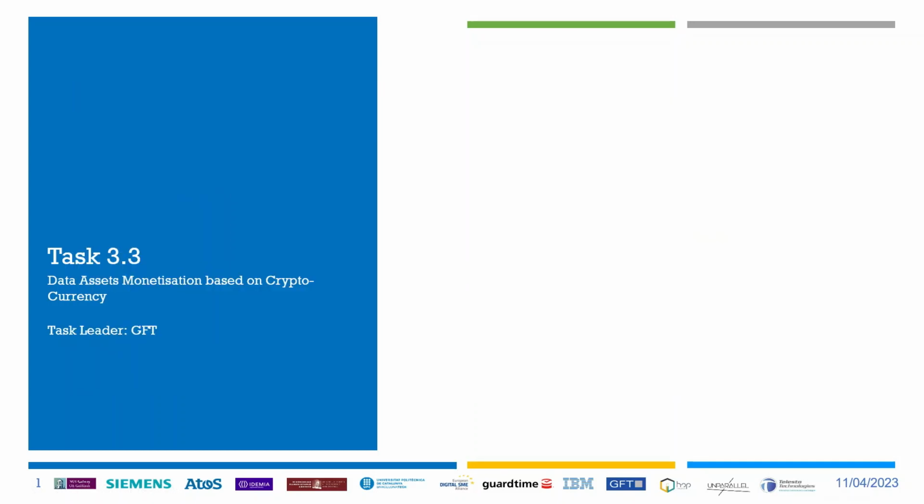Hello everyone. This is the presentation of the task 3.3 Data Asset Monetization based on cryptocurrency. To overcome the boundaries of individual marketplaces and build a trustworthy environment, a tokenization solution has been designed, providing a crypto token based on Ethereum standard ERC-1155 and the concept of distributed treasury, which means that each data marketplace joining the federation could exchange token for fiat money with a fixed value.